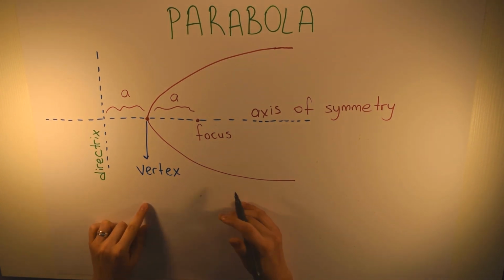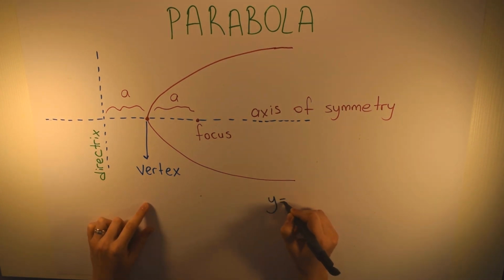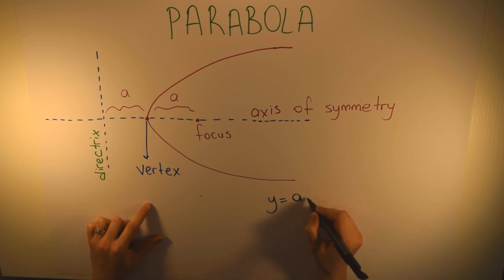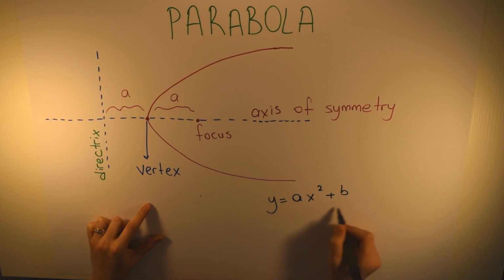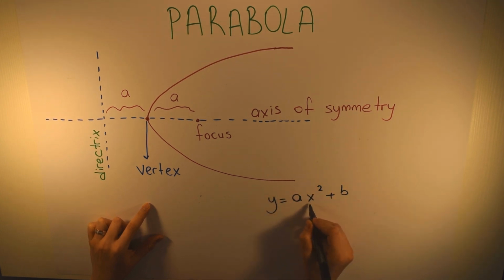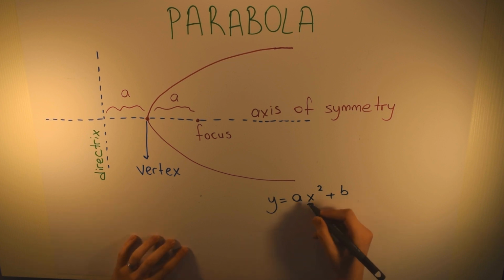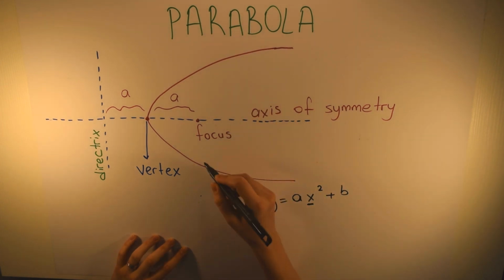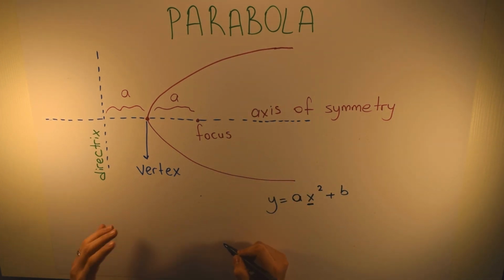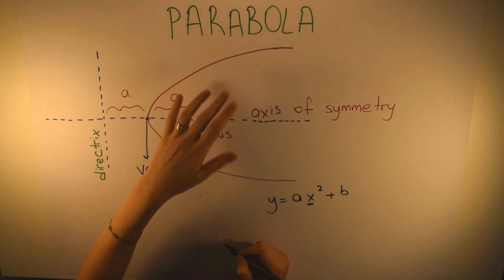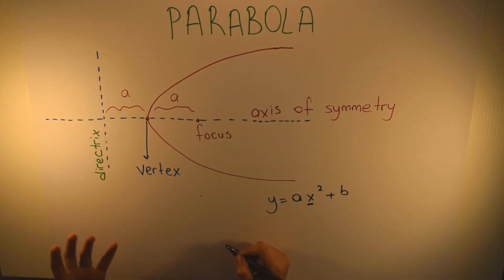Don't forget that. For example, let's say it is y equals ax squared plus b. It has to be something like this. It has to be a quadratic equation. The x squared term causes it to be in the shape of a parabola, okay? So we simply could say that parabolas are the graphs of quadratic equations.